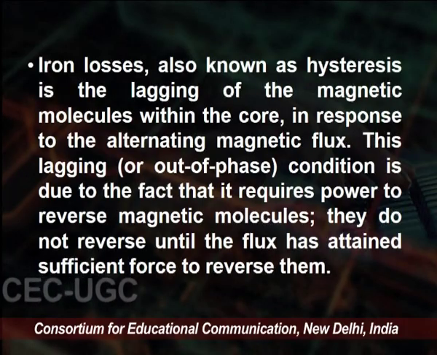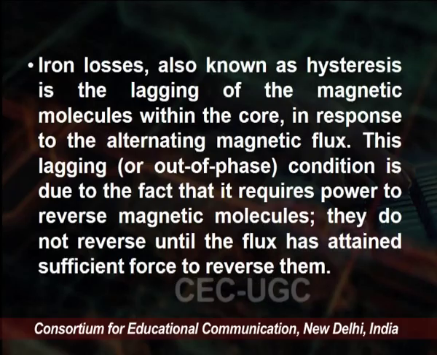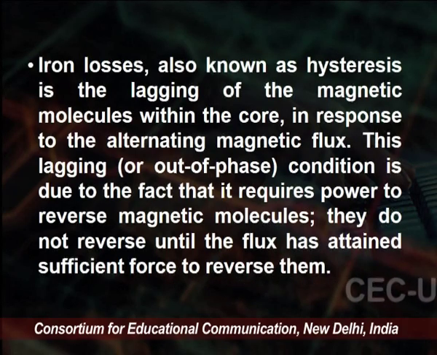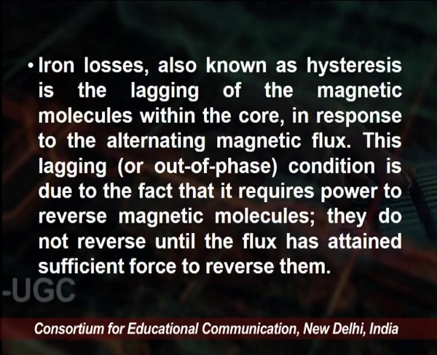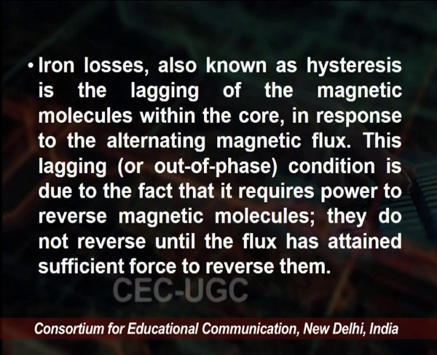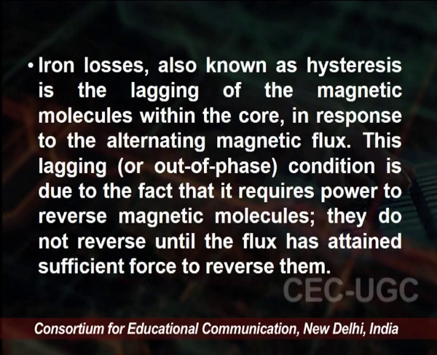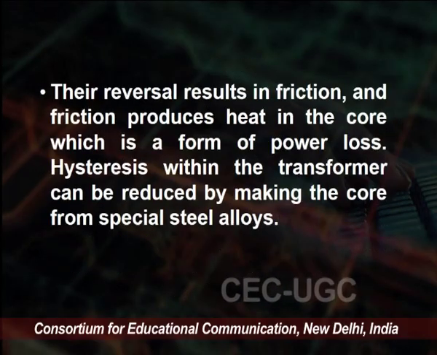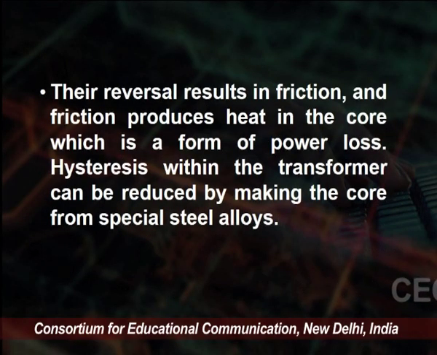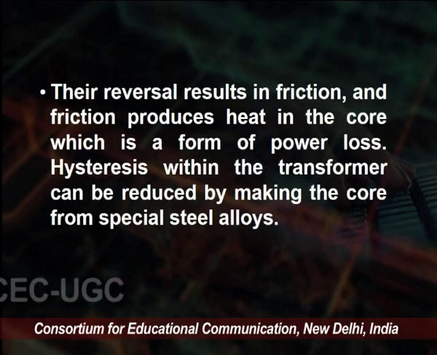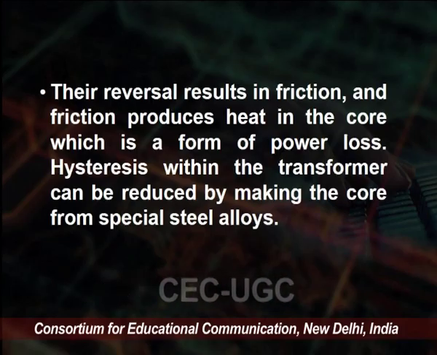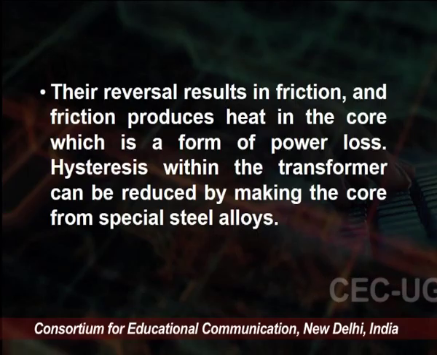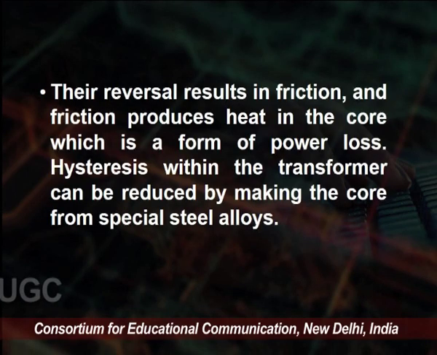Iron losses are also known as hysteresis, the lagging of the magnetic molecules within the core in response to the alternating magnetic flux. This lagging condition is due to the fact that it requires power to reverse the magnetic molecules. They do not reverse until the flux has attained sufficient force to reverse them. Their reversal results in friction, and the friction produces heat in the core, which is a form of power loss.